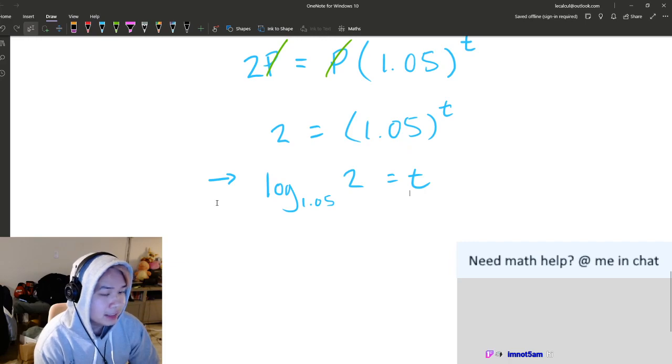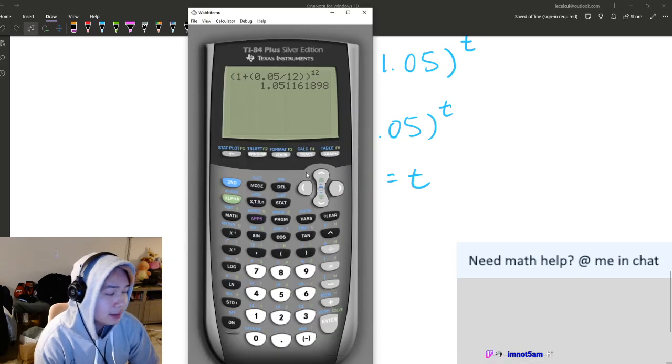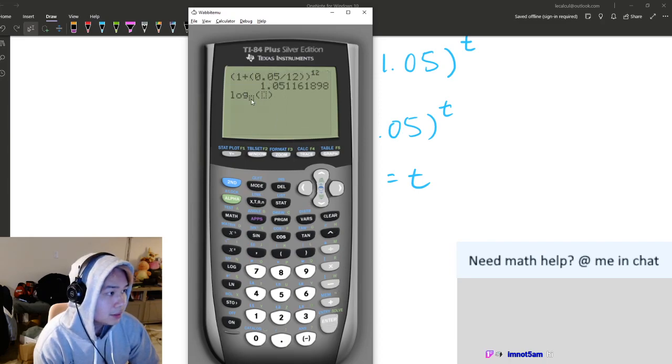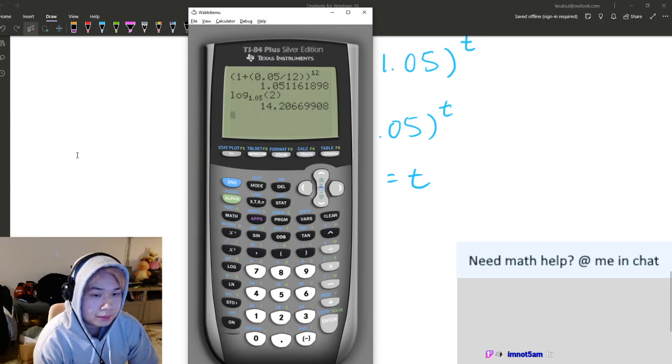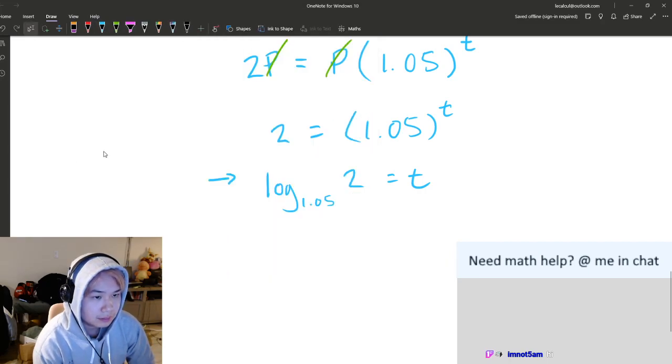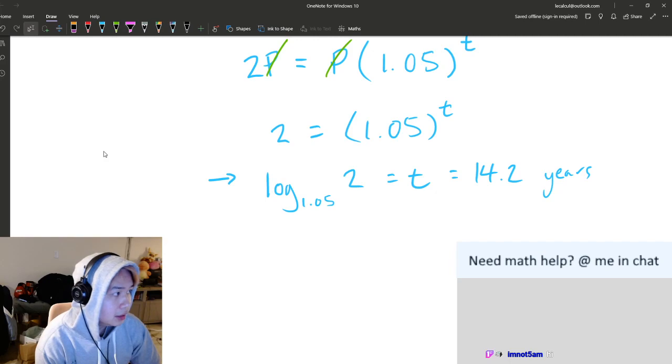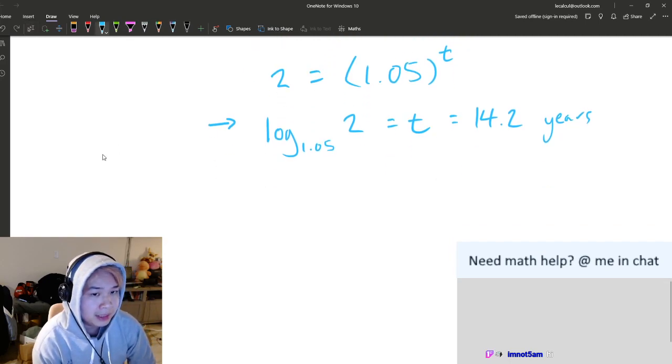And then to evaluate this, I have a graphing calculator that can do separate bases. So here I go, I can put this in 1.05 and put in 2. And then I get 14.2. And if you're working with an older calculator that can't choose your base, then you'll have to do a change of base.